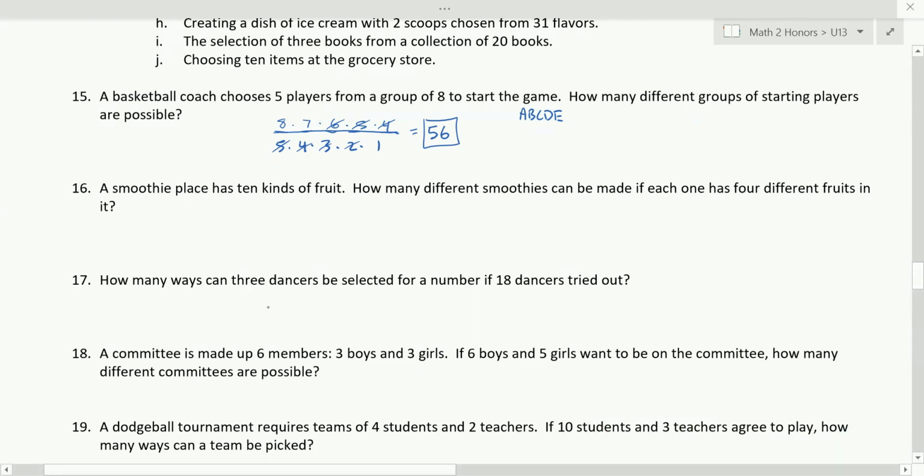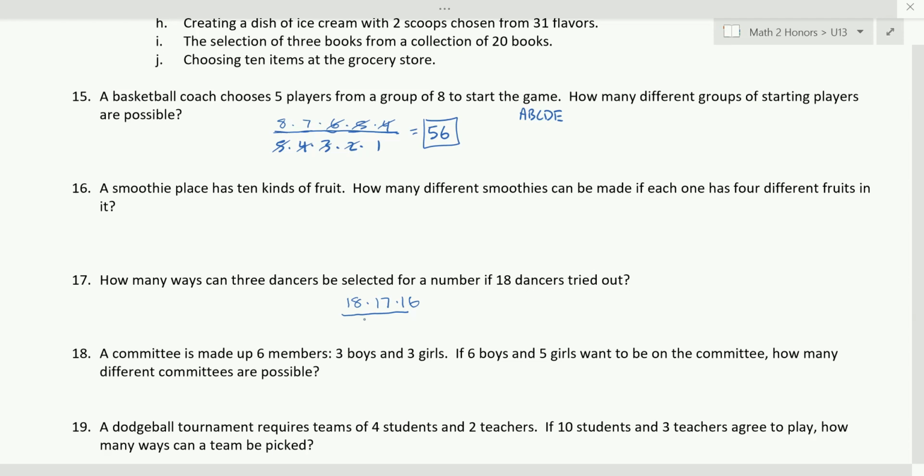So you're picking 3 dancers, and there's 18 to choose from. So on the top of the fraction, what are we going to do? I'm picking 3. How many choices do I have for my first? And then 17 and 16. Now, if I just multiply those together, why would that be wrong? Because there would be repeats. This would be the answer if the order mattered.